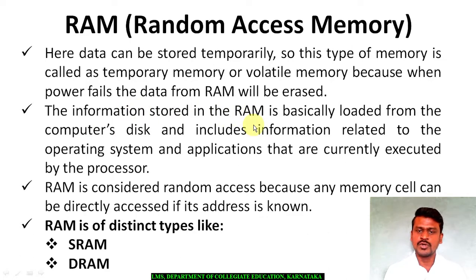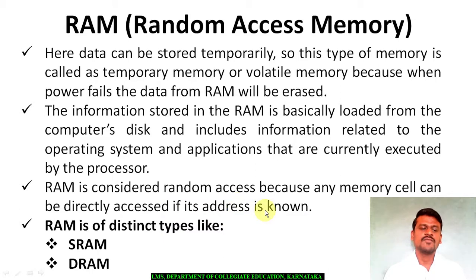That is, the information stored in RAM is basically loaded from computer disk, that is secondary memory, and includes information related to the operating system and applications that are currently running, right? In RAM you can say that it also holds the information related to the operating system. Next, RAM is considered random access because any memory cell can be directly accessed if its address is known.